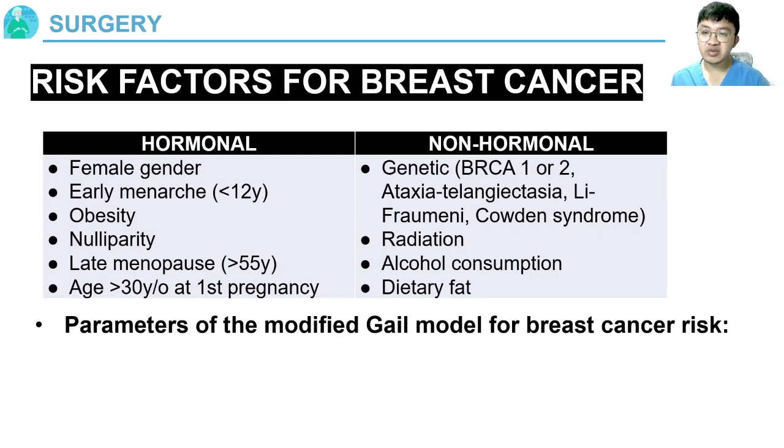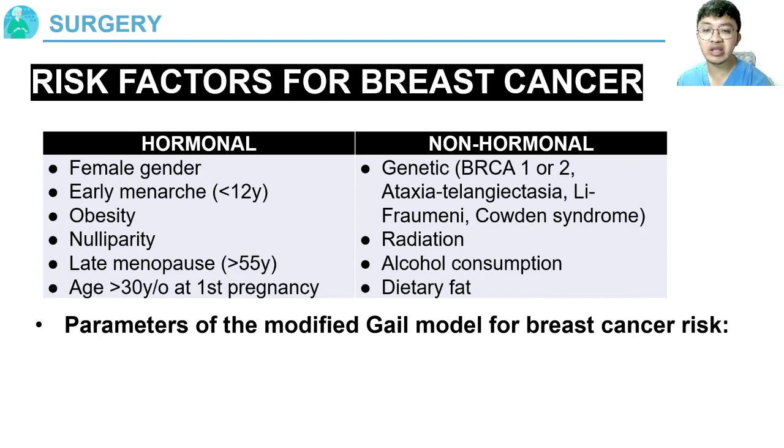Now, for the risk factors for breast cancer, you have the hormonal risk factors. As we previously discussed, the presence of estrogen is a risk factor for breast cancer. You have female gender more than male gender, early menarche, late menopause because you have a longer time exposed to estrogen, obesity because your adipose tissue activates and also produces estrogen, nulliparity because you don't have interruptions in your estrogen-producing phases, and age more than 30 years old at first pregnancy.